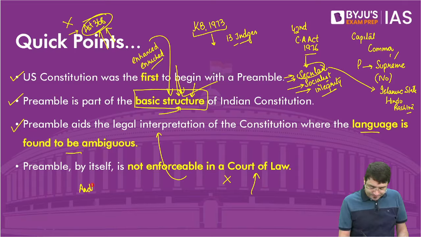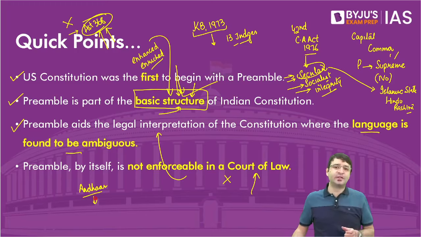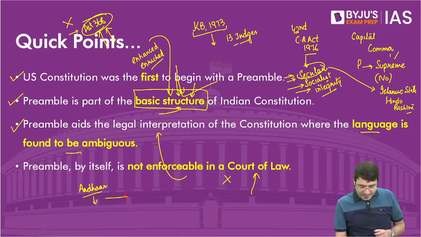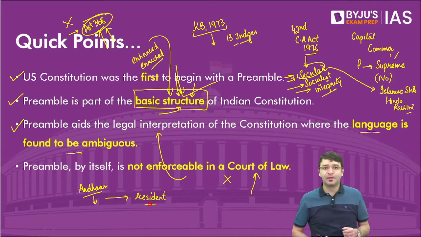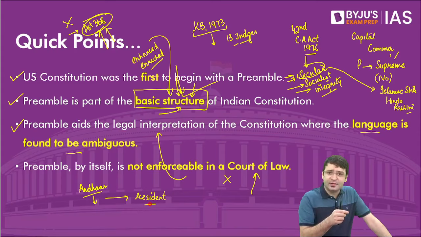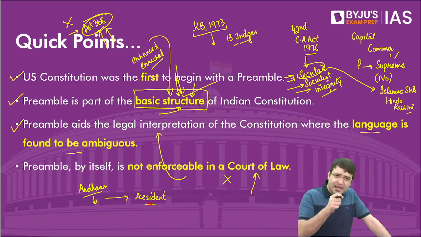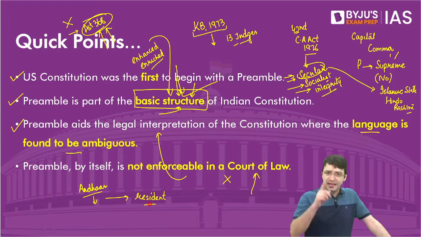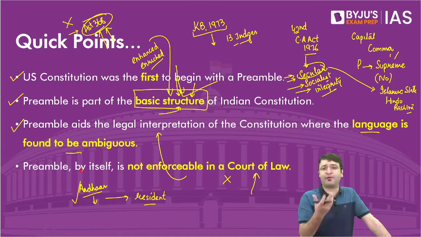Aadhaar, a unique 12-digit identification number. Every resident of India is eligible for Aadhaar. Every resident, not every citizen. Who can be a resident of India? Citizen of India, foreigner as well. Who is this resident? Any person who is staying in India for 6 months or who intends to stay in India for 6 months, that individual becomes a resident. That means resident can be either a citizen or a foreigner.